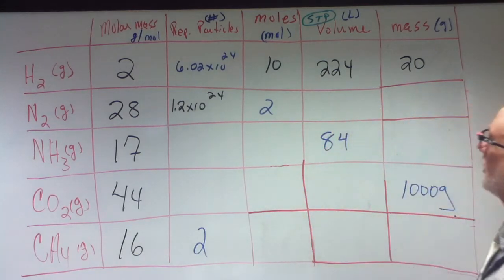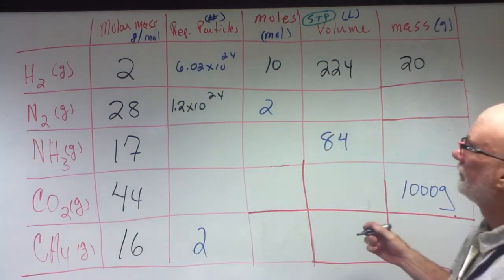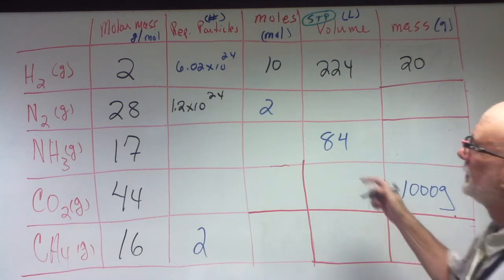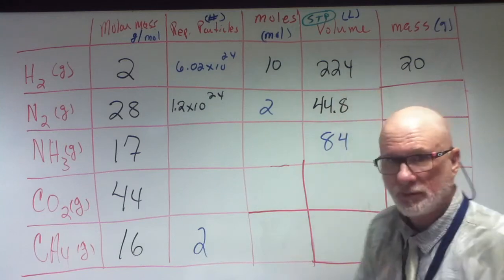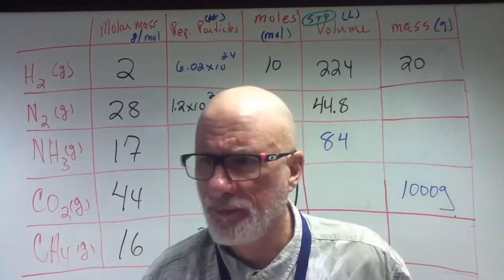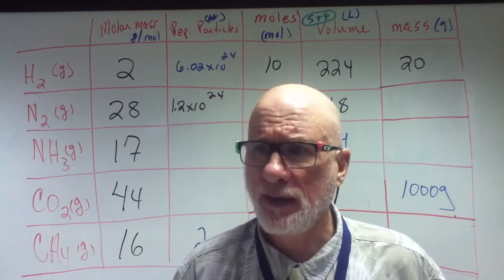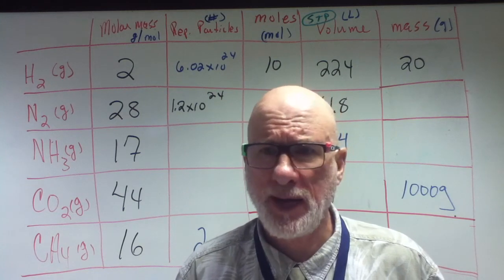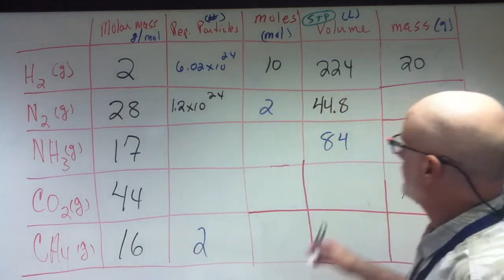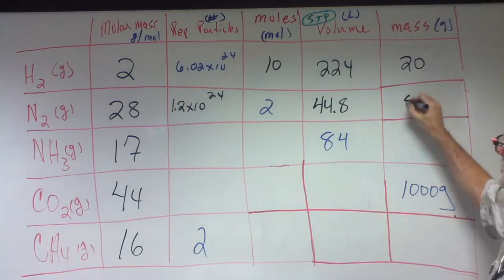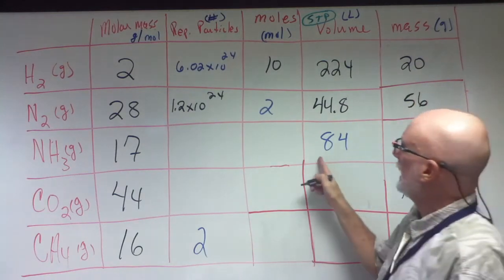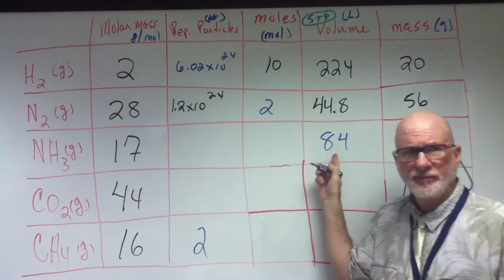Okay. So what do we got? What's the volume now? 44.8. So 2 times 44.8. You say 44.2? Who said that? That's okay if you said 44.2. Did you say 44.8? Yes. Okay. So then, what would the mass be? 56. All right.